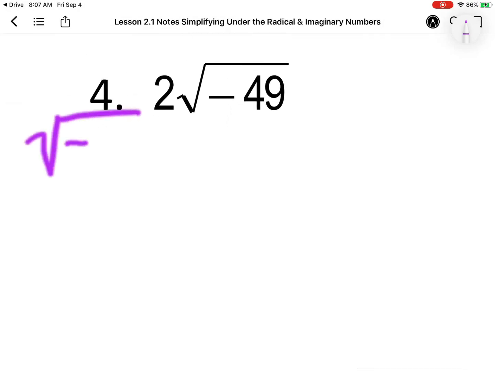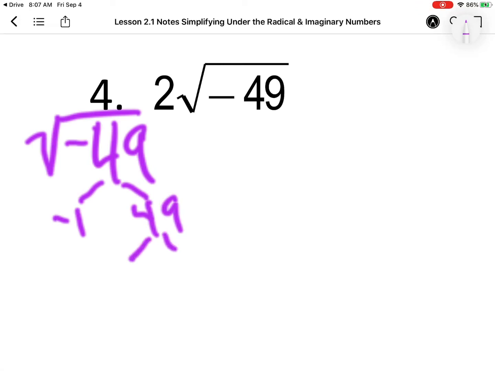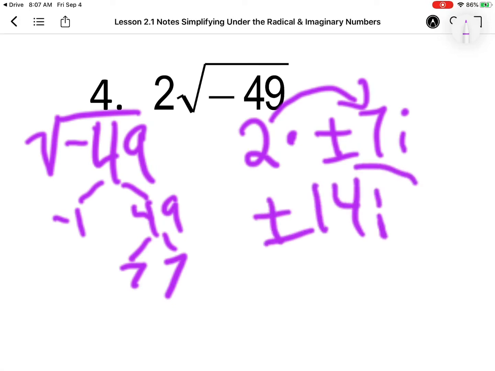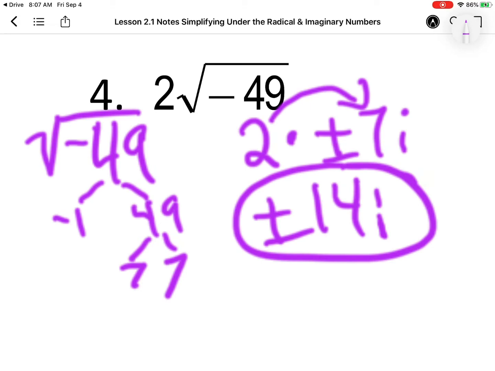Now, what if there's a number on the outside? So let's just deal with the square root for now. So we've got negative 1, 49, 7 times 7. So we would have plus or minus 7i. Then we're multiplying by 2. So that means we're going to multiply that 7 by 2. So we have plus or minus 14i. And that would be your answer.